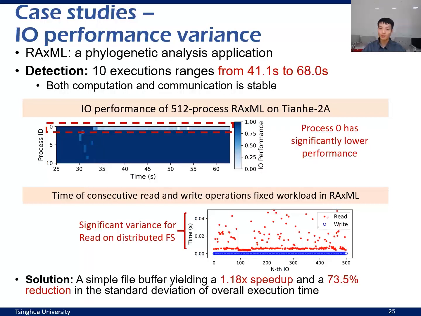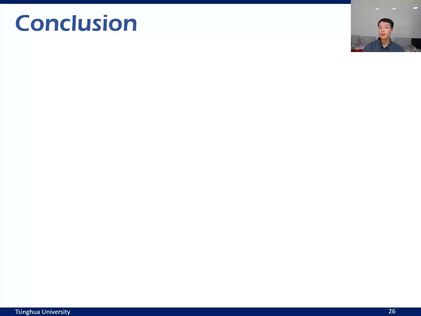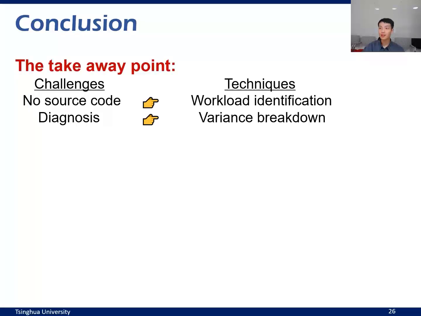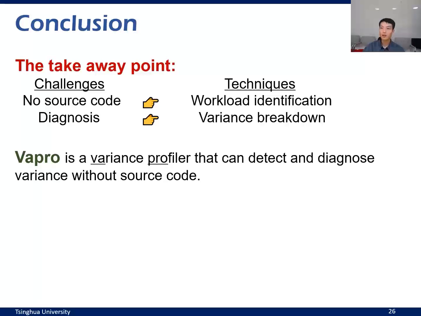In conclusion, the most important idea I would like you to remember is that to diagnose performance variance without source code of applications, we propose two techniques. To deal with no source code, we use runtime workload identification to find fixed workload fragments. To realize diagnosis, we propose a variance breakdown model to divide variance. Based on this idea, we present Vapro, a variance profiler. It can efficiently locate when, where, and why the variance happens, even without the help of application source code.